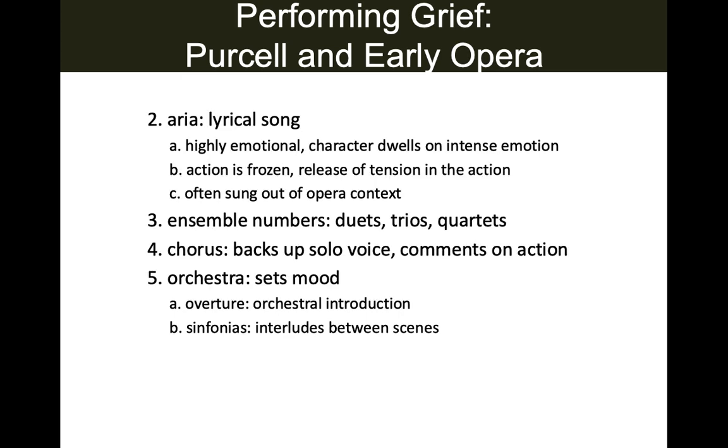Then we have the aria, which is a lyrical song. It's highly emotional. The character dwells on an intense emotion. The action is frozen to release the tension of whatever's happened, and it's often sung out of the opera context. We have other ensemble numbers: duets, trios, quartets, depending on how many people are singing. Duets would have 2 people singing, trios would have 3, quartets would have 4.